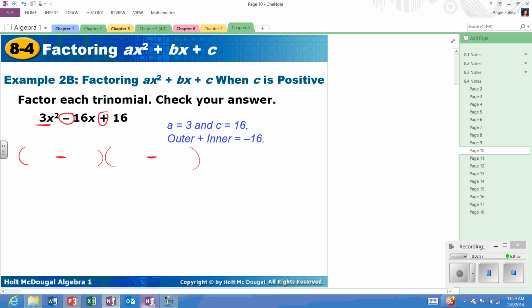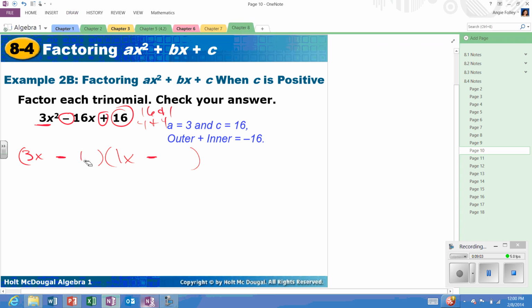And then things that multiply to give me 3x squared, the only option is 3x and 1x. So again, we can't try anything different on that first part. Okay, so factors of 16. We can either try 16 and 1 or 4 and 4. 16 and 1, if I put the 16 here and the 1 here, 16x and 3x, those do not combine to make 16x. So I know that's not going to work.